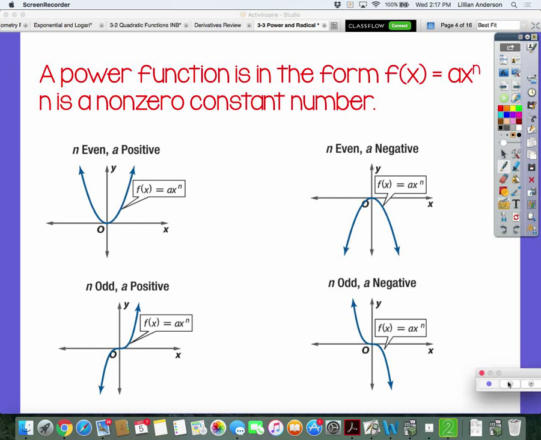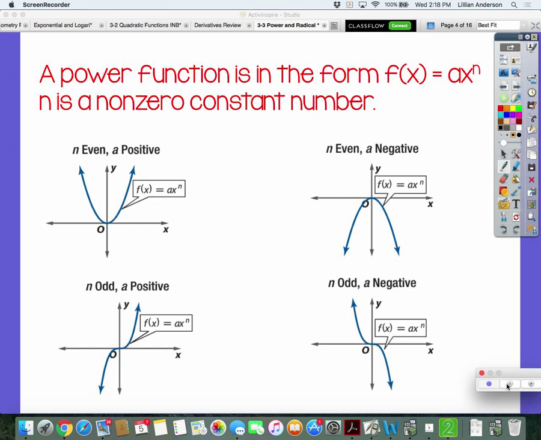Wait, we're supposed to write down a graph, right? Yes. So get these graphs down into your notes, okay? And again, you have these 4 different situations that you can have. A represents the coefficient. It's the number that's in front of your variable. N represents your exponent. Another word for that would be your degree, okay?